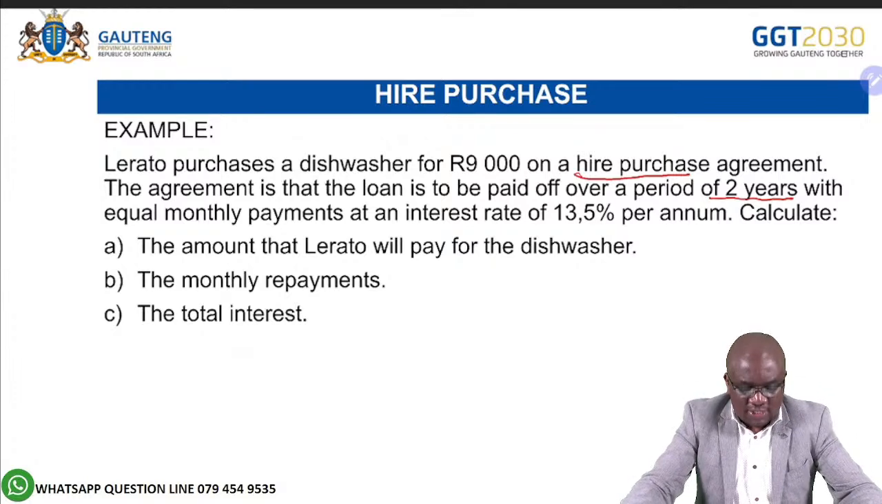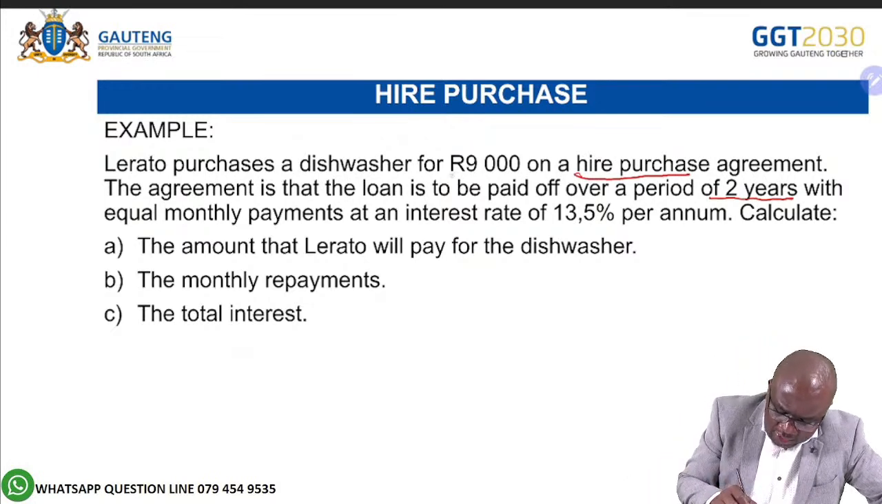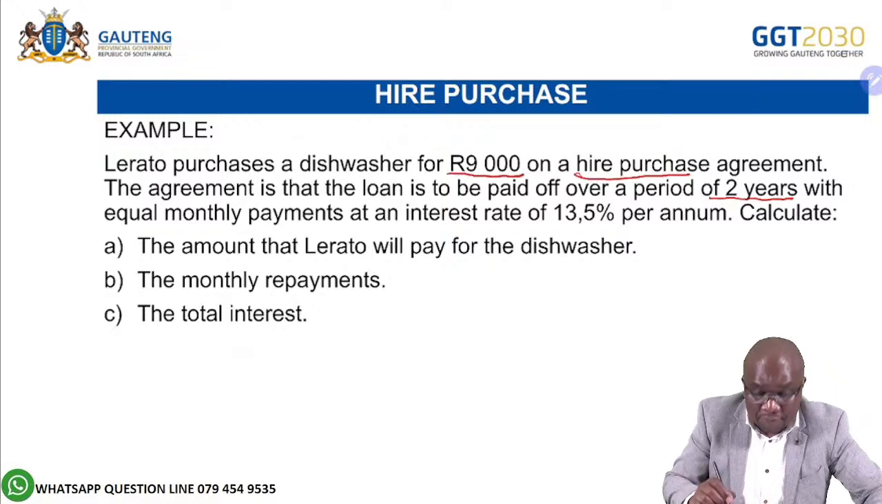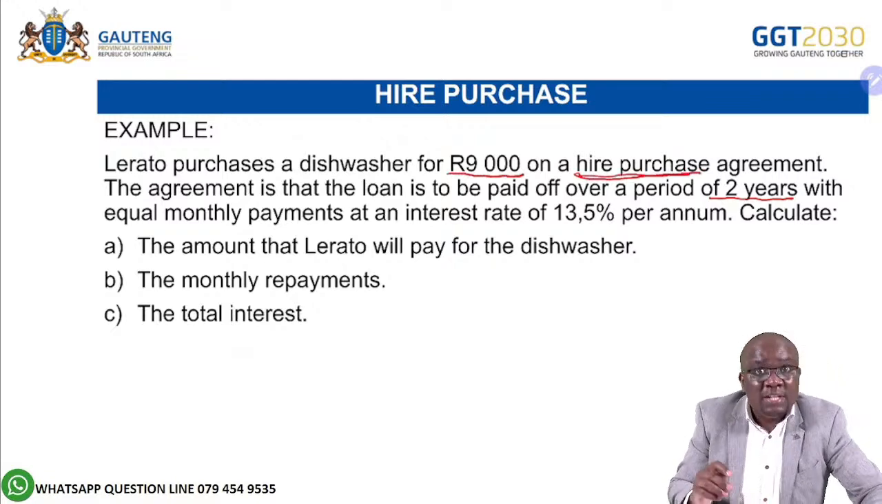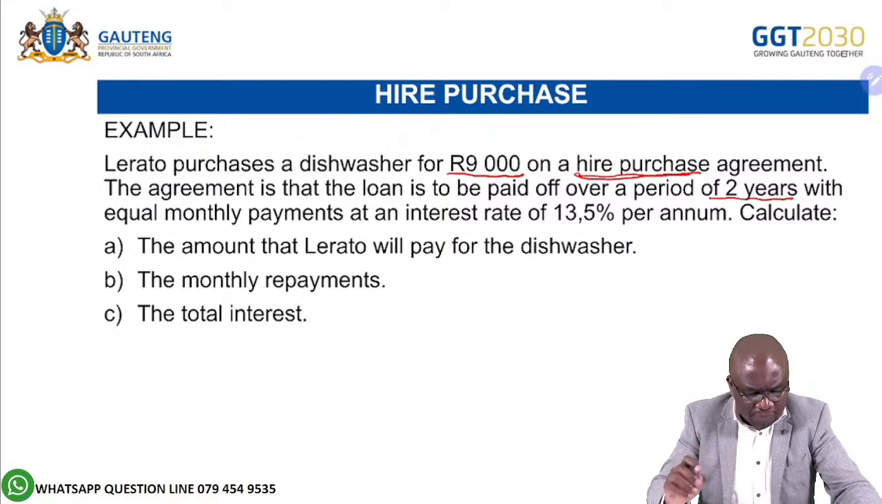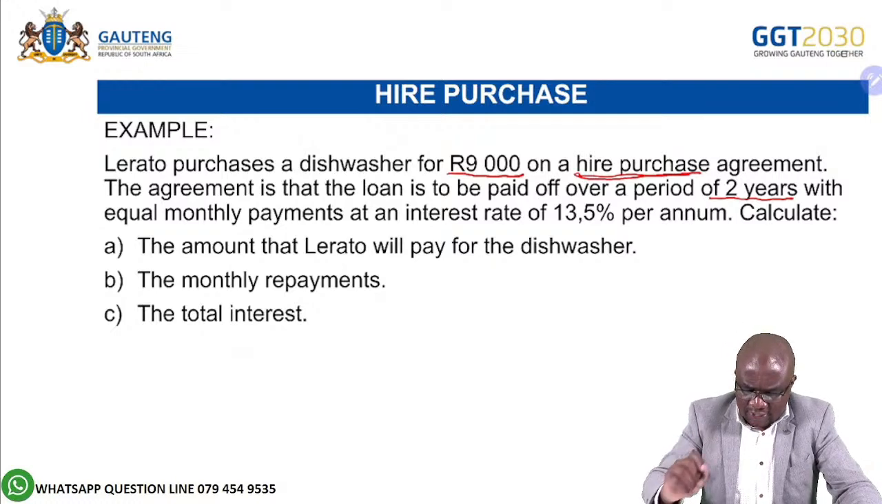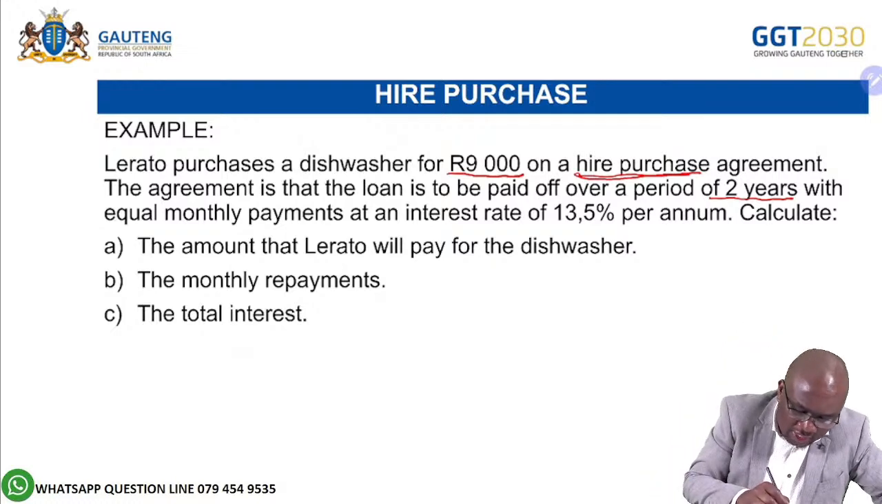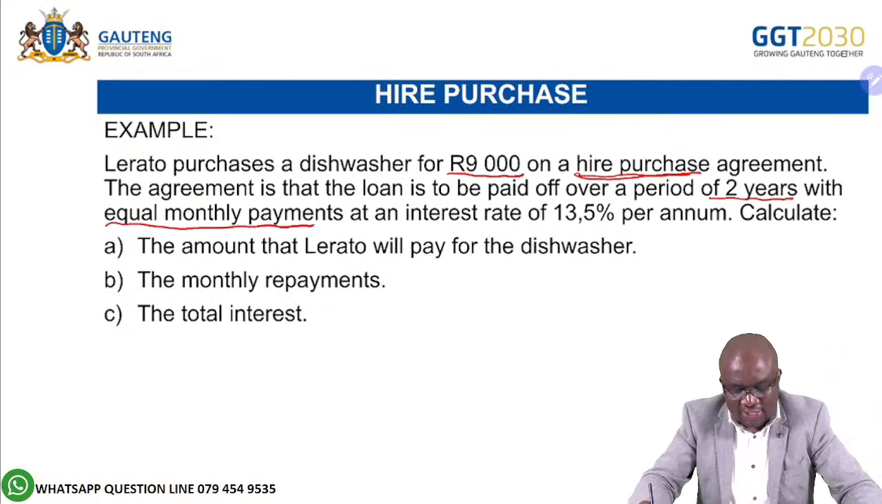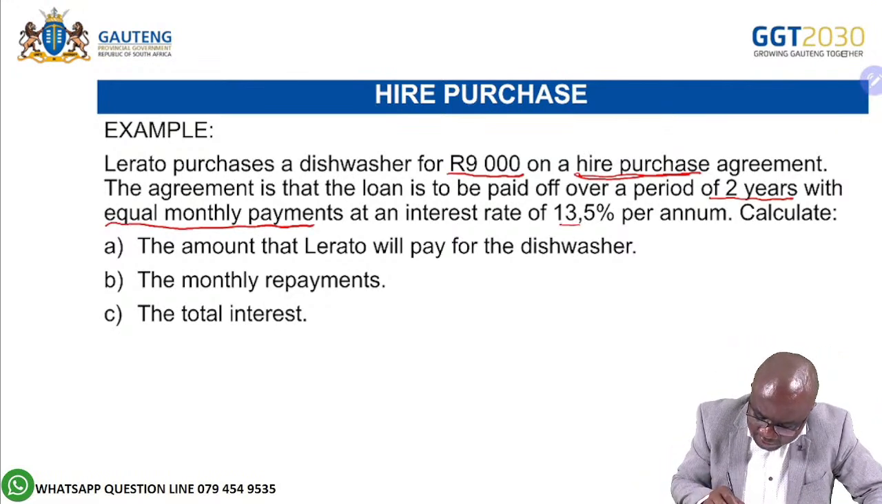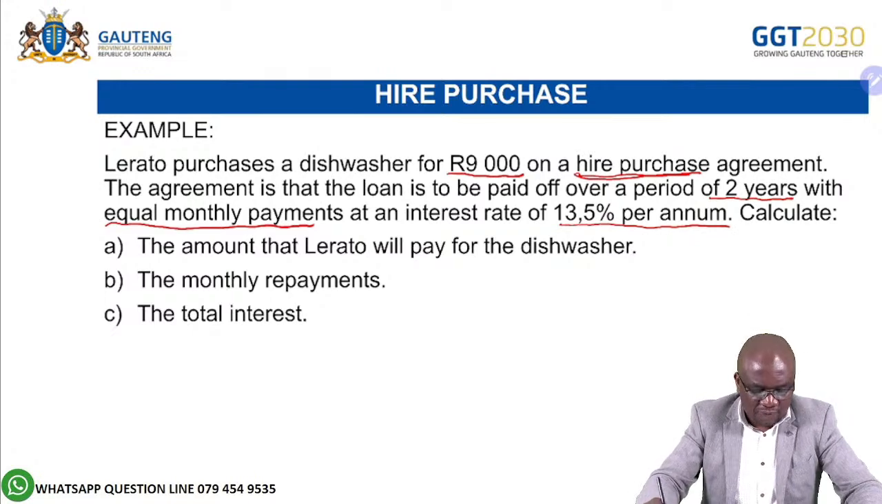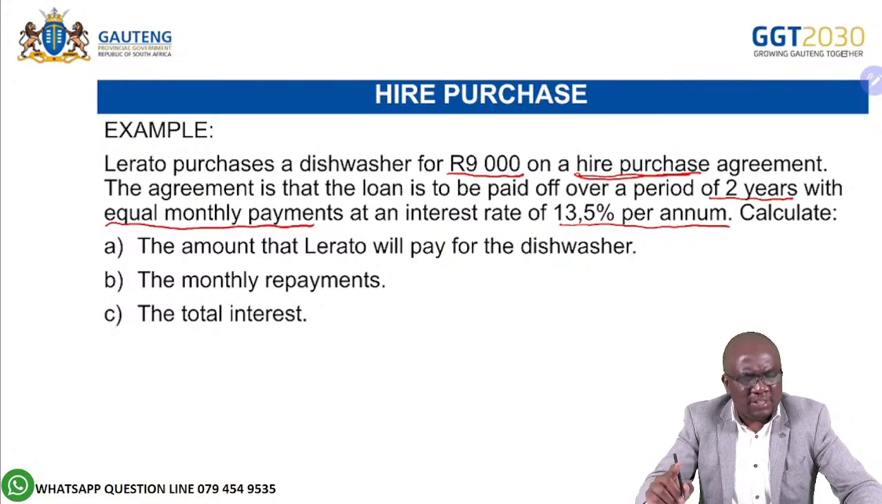Right, Lerato purchases a dishwasher for 9,000 on a hire purchase agreement. Please highlight, you're in the examination, highlight the key points. So there's 9,000 here on a hire purchase agreement. This is a key point because it shows us that there's simple interest. The agreement is that the loan is to be paid off over a period of 2 years, very important, with equal monthly payments at an interest of 13.5% per annum. Calculate the amount that Lerato will pay for the dishwasher.